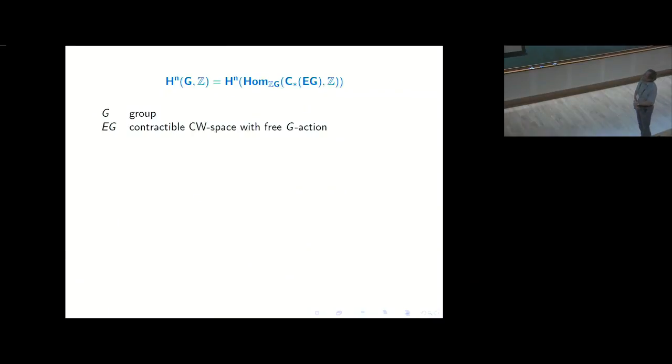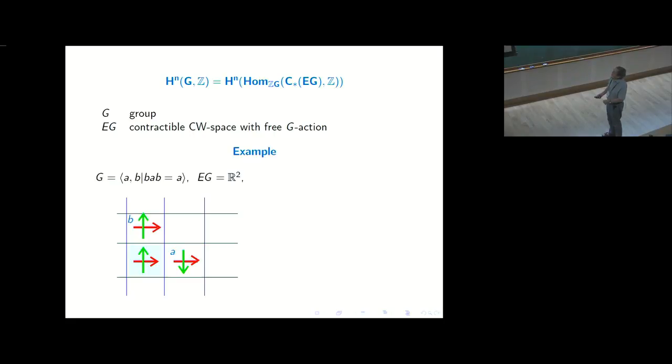Today I want to talk about calculating the cohomology of a discrete group. So G throughout is a group. And I'll use EG to denote a CW space which is contractible and which admits a free action of G, so the action must have no fixed points other than the identity.